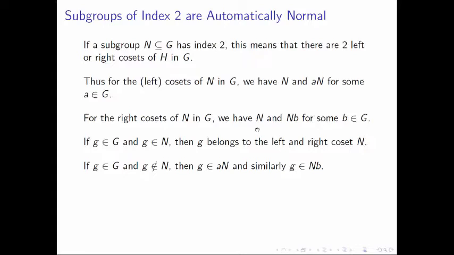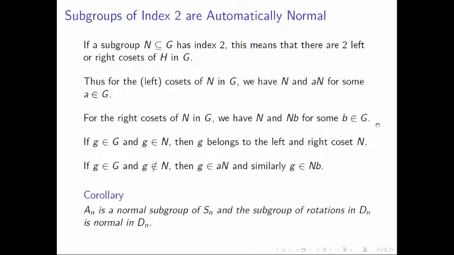Similarly, for the right cosets, it doesn't belong to N, so that element g has to belong to this right coset Nb. This proves that this set, aN, has all the same elements of G as this set, Nb, proving that these 2 things are equal, and these 2 things are equal. If the left and right cosets are equal, it has to be a normal subgroup.